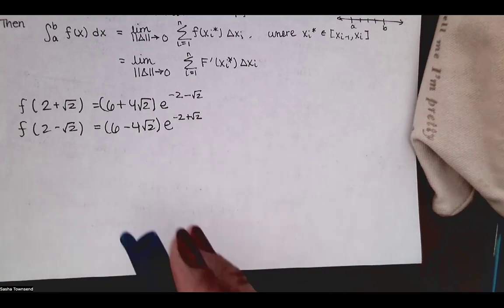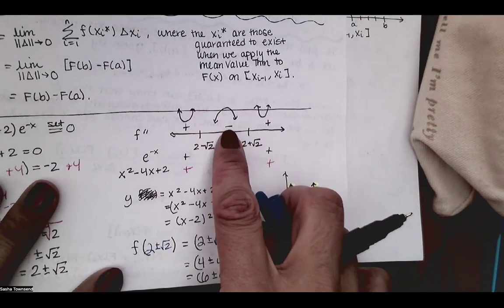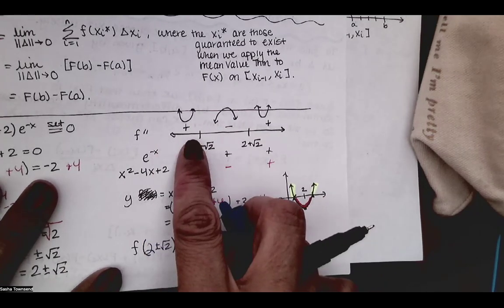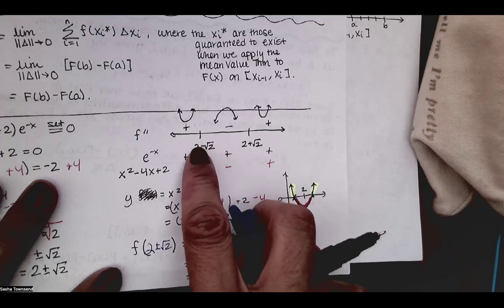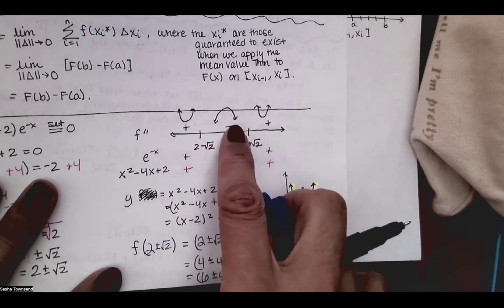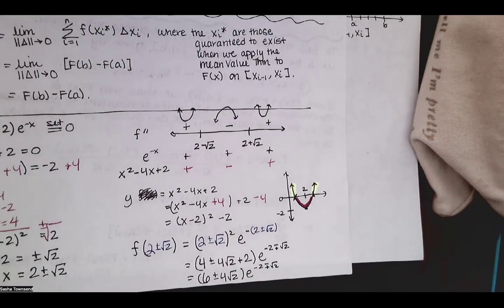Let's look at those points on the graph. And then let's verify that our graph is concave upward, concave downward, and concave upward on the appropriate intervals: negative infinity to 2 minus root 2, it's concave upward; 2 minus root 2 to 2 plus root 2, it's concave downward; and then 2 plus root 2 to infinity, it's concave upward again.